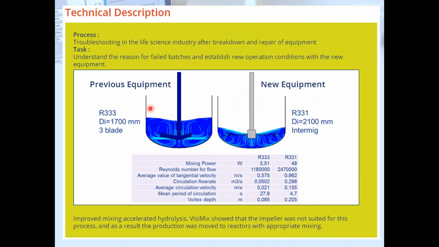As you can see here directly, in the last equipment there were two zones, so the solids were mainly in the bottom. In this new equipment, the solids were well distributed, but we have many solids in the top, and this was not good for the quality of the process of the material.